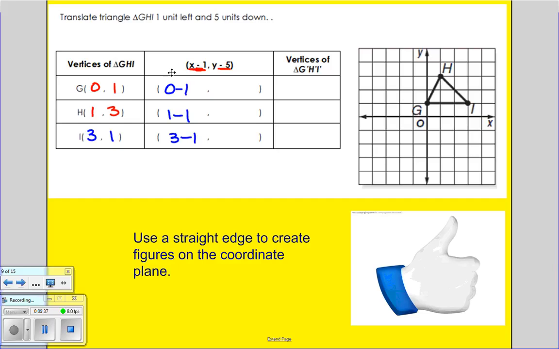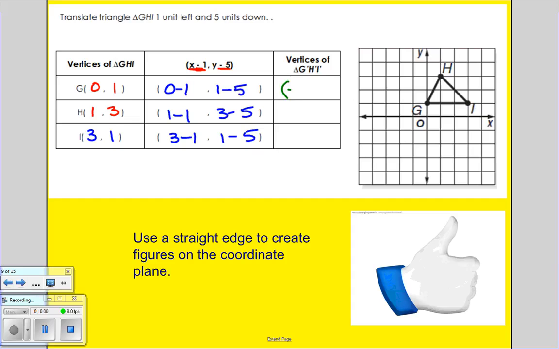That's going to move me 1 unit left for the x-axis. Now the y-axis, I want to go 5 units down, so that's subtracting 5 from my original coordinates. So this will be 1 minus 5, 3 minus 5, and another 1 minus 5. Now I can turn that into my new coordinates for my new triangle.